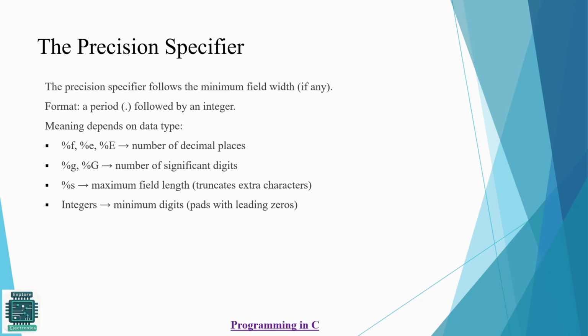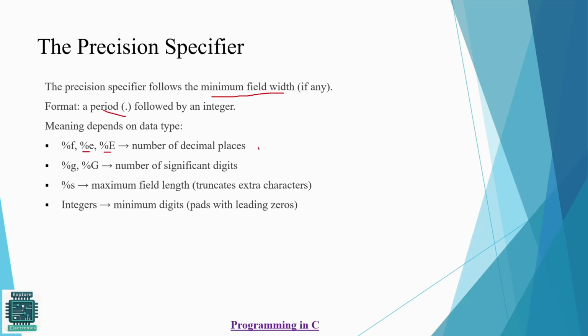And the next one is the precision specifier. Here, the precision specifier follows the minimum field width. Okay, here the period is a dot. It is followed by an integer. Meaning depends on data type: %f, %e, and %E.